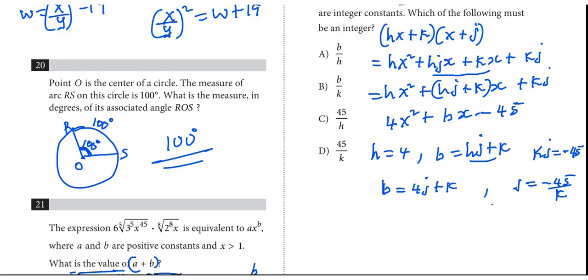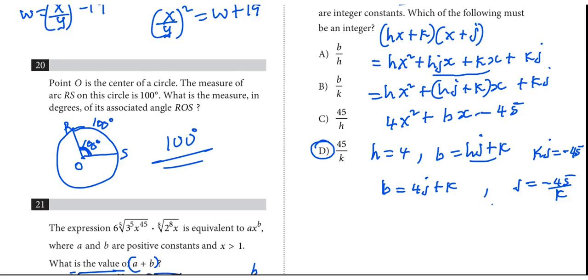So from the options, h equals 4 is not available there. Then b equals 4j plus k is also not there. But we have j equals negative 45 over k. Since it's an integer, negative 45 over k is the same as 45 over k, so this is the right option to the question. I hope it makes some sense.